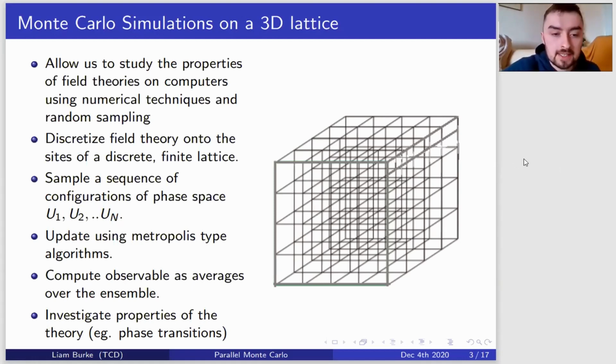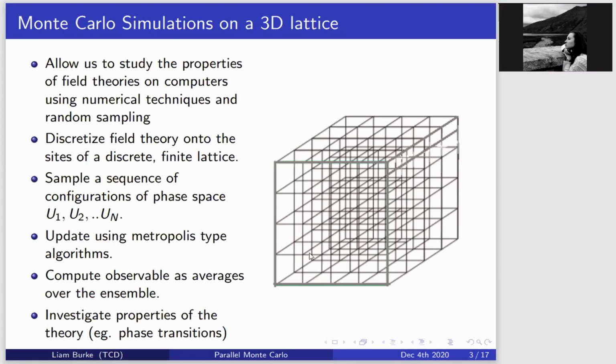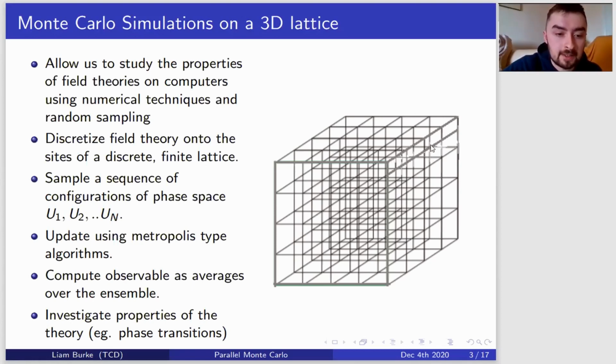How these simulations typically begin is you start off with some initial configuration of the field theory, where at every site of the grid you have a certain value of the field. What you want to do then is sample a sequence of different configurations of the field. So you want to move from one configuration to the next using standard Monte Carlo techniques such as a Metropolis type algorithm. When you have this sequence of configurations, it allows you to sample a region of phase space of the model.